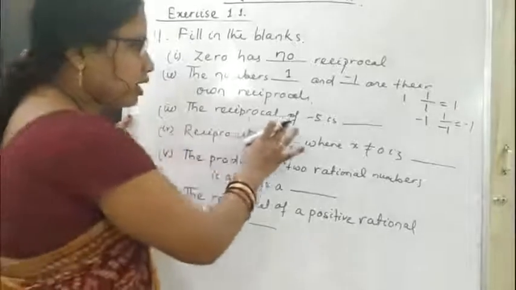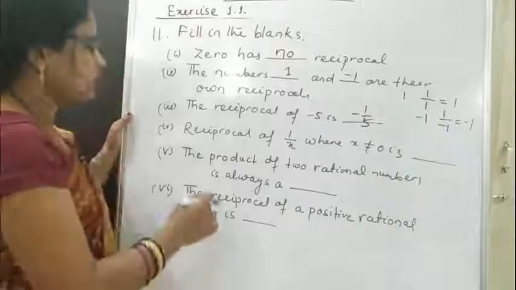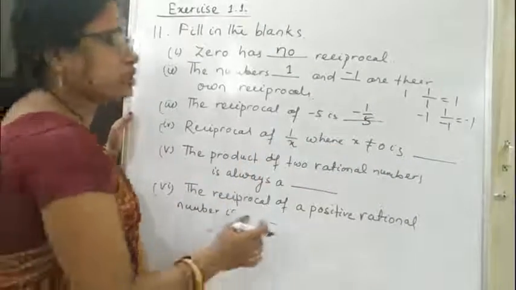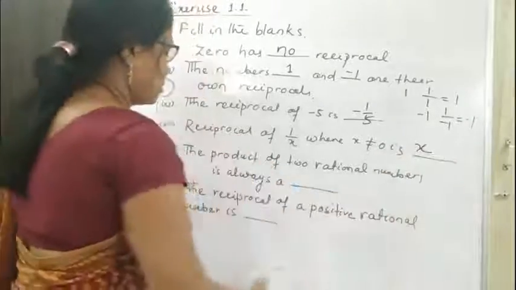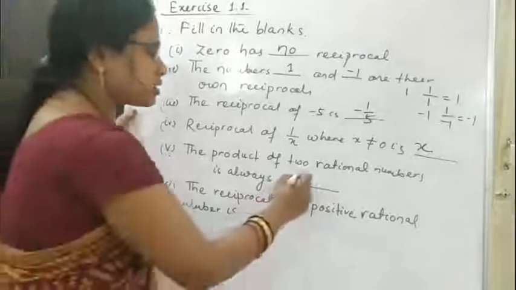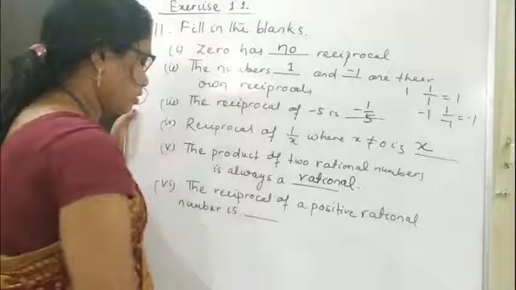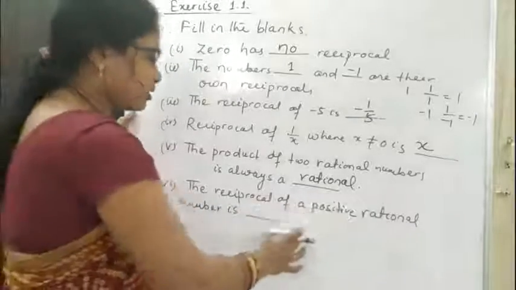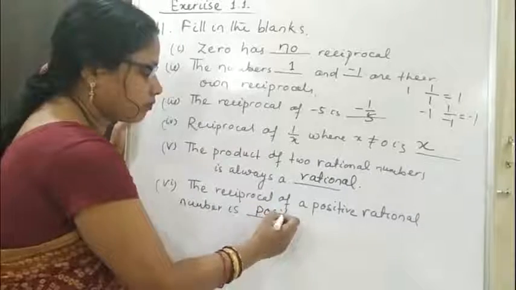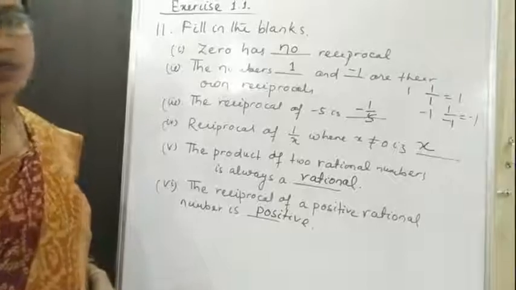The reciprocal of minus 5 is minus 1 by 5. Then the reciprocal of 1 by x, where x is not equal to 0, is x. Then the product of two rational numbers is always a rational number. Then the reciprocal of a positive rational number is always positive. So these are the answers of exercise 1.1.